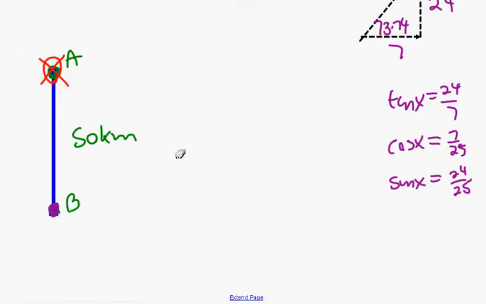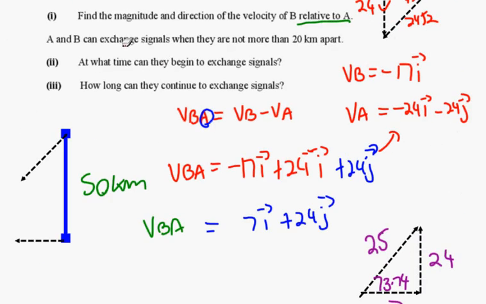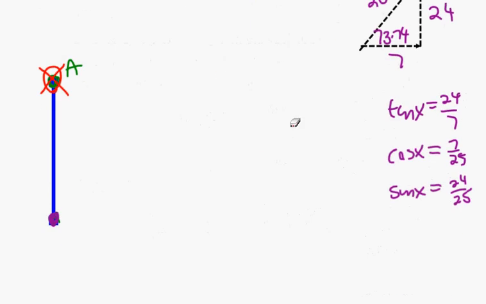Now, as I said earlier, A and B can exchange signals when they are no more than 20 kilometers apart. At what time can they begin to exchange signals? How long can they continue to exchange signals? Is what we're trying to find out. Alright? So, I usually like to find the closest distance anyway. Okay? And I'll explain that in a second.